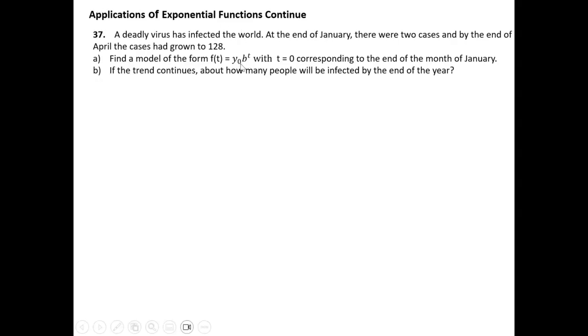Now guys, y naught is the initial value. Remember when I said earlier, guys, when t was 0, the y naught will be your initial value, and the b is my base. Okay, here's how we come up with the formula. We need to get y naught and b. Y naught is the amount present at time equals 0.